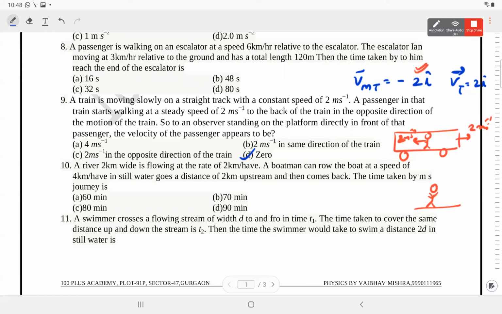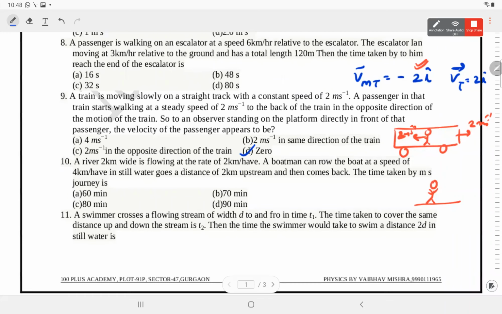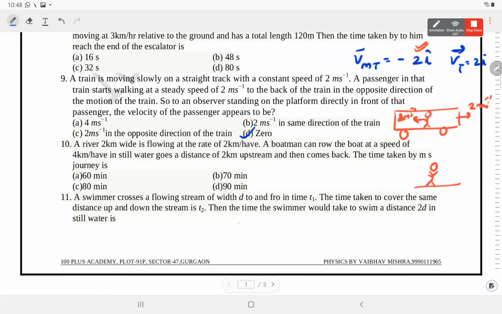Right? Okay, question number 10. A river 2 kilometer wide is flowing at 2 kilometer per hour. A boatman can row at a speed of 4 in water, goes at 2, then time taken by each. Right? We have done such questions. A swimmer crosses a flowing stream to and fro. Is that a similar question? T1 T2 upon T1 plus T2. We have done this question.